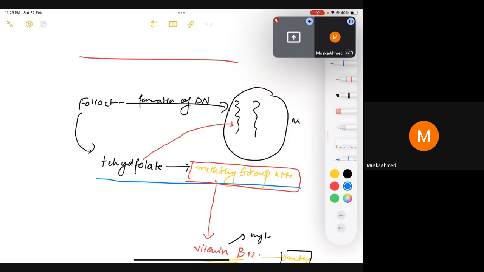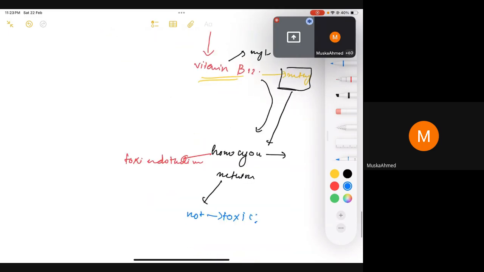I have one question. So you said that it will transfer the methyl group to homocysteine, yes? Then this homocysteine will transfer it to what? Once it transfers methyl to homocysteine, we need that. Why? Because homocysteine itself is toxic to endothelium. Once homocysteine receives this methyl, it's going to be converted into methionine, which is non-toxic, and we need that, right?